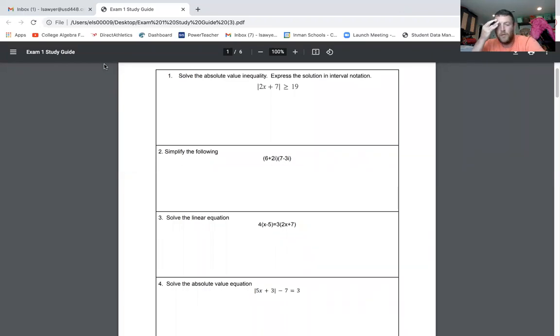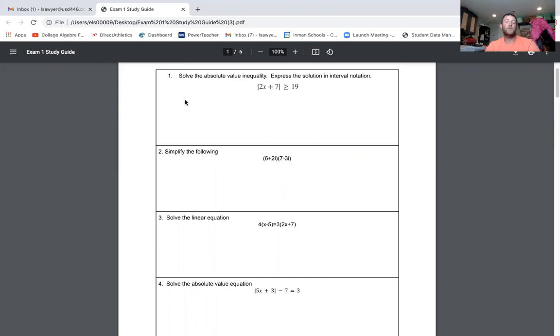Okay, so the first one is solve the absolute value inequality, express your solution in interval notation. Okay, so I was looking through the options of questions that they might have for this one. There's some that are greater than or equal to, there's some that are less than or equal to, but all of them are above 0, so there's no trick questions on this.